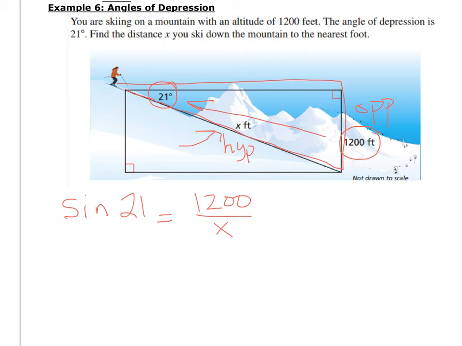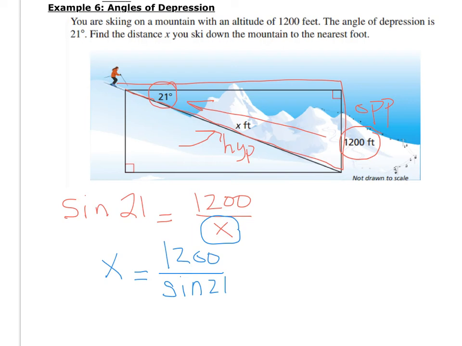Well, on this one, look where our missing part is. Our missing part is in the denominator. Anytime the missing part is in the denominator, all we do to find the missing part is we take our numerator, which is 1,200, and divide it by our trig ratio, which in this case is sine 21. So in your calculator, we're going to go 1,200 divided by sine 21.